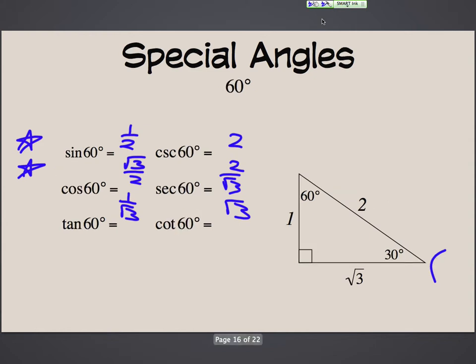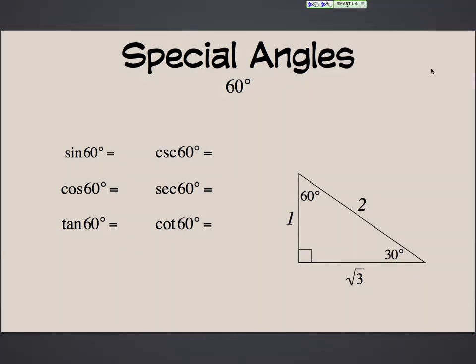All right, let's get to 60. For 60, I can use the same triangle because it has a 60-degree angle in it. However, my sides are going to change. There's one side that will remain the same. Which side is that? The hypotenuse, 2. The hypotenuse didn't change.